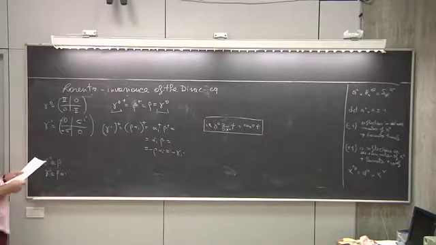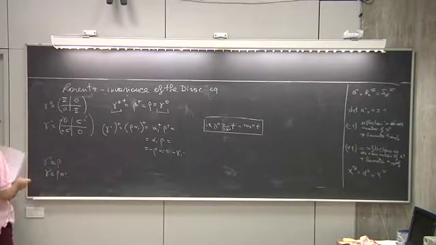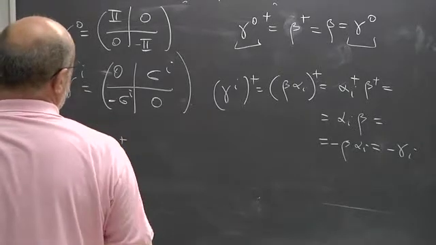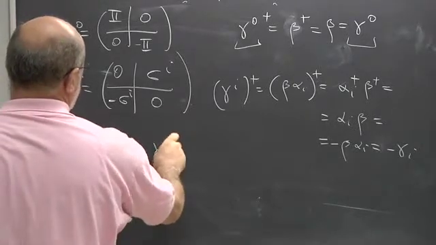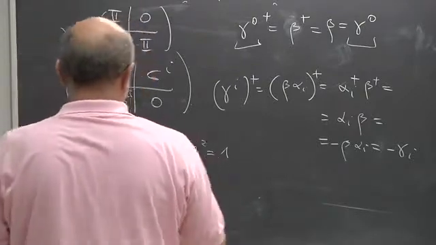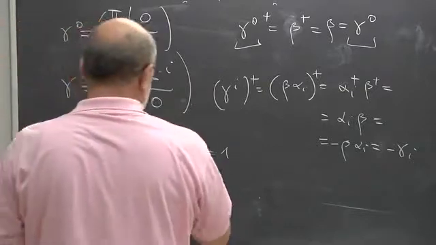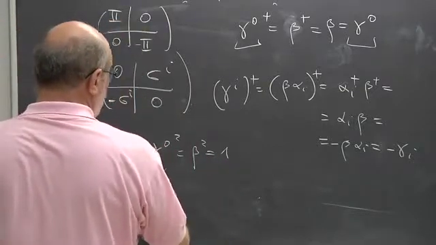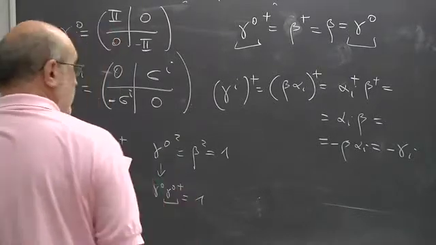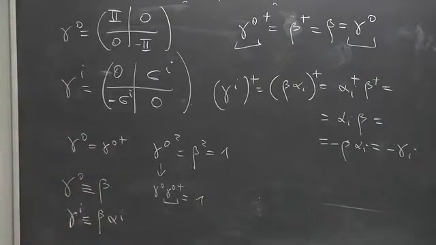What else can I say? The gamma 0 is also unitary, because gamma 0 is equal to gamma 0 dagger, okay? But we know that gamma 0 squared is beta squared, and this is 1. So from these two, you can write this as gamma 0 dagger equals 1. So it means that gamma 0 dagger acts like the inverse, so gamma 0 is unitary. There are a lot of nice things that are easy to see.